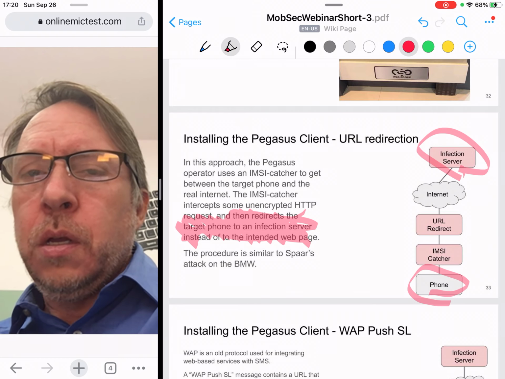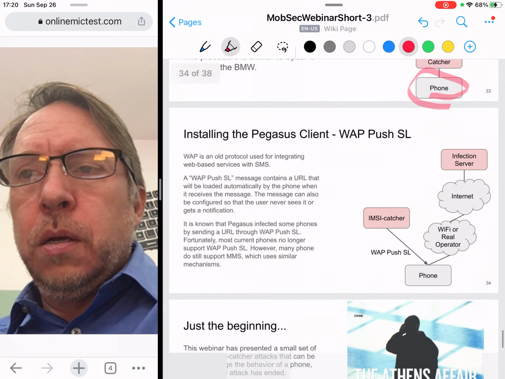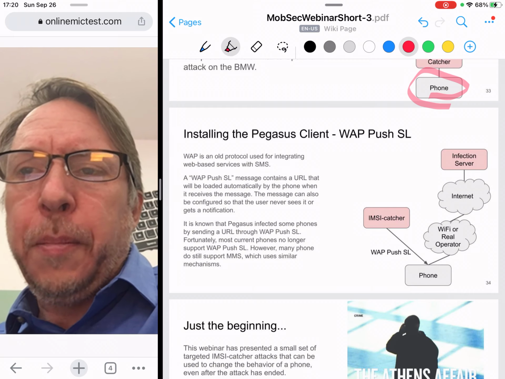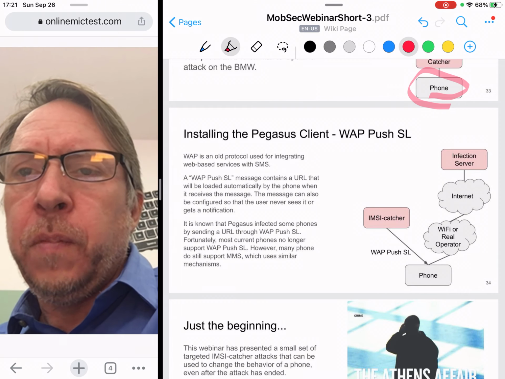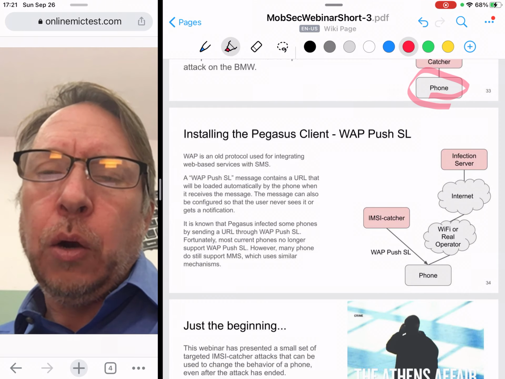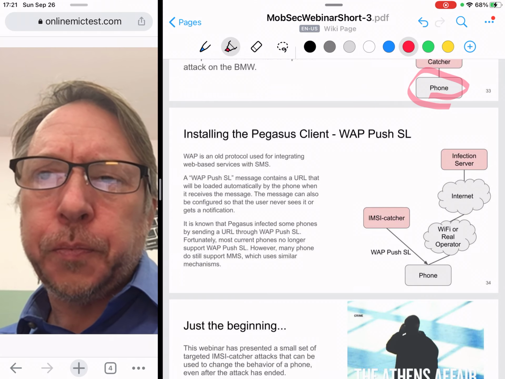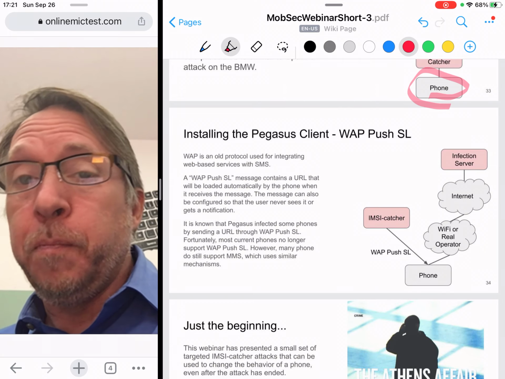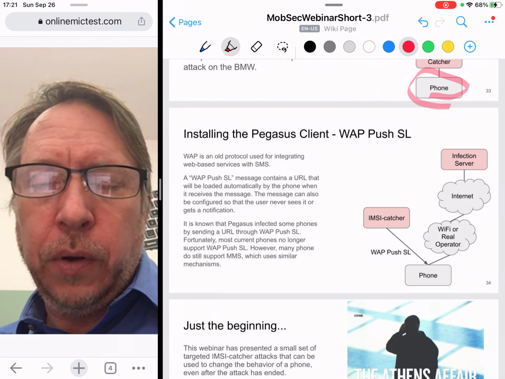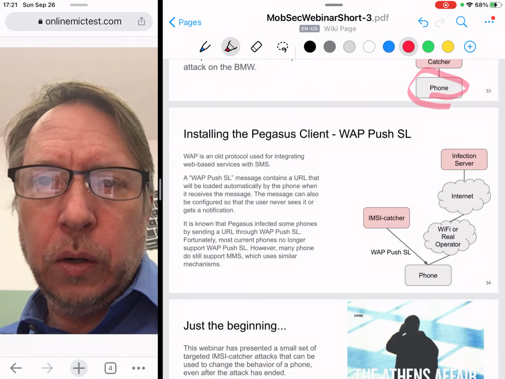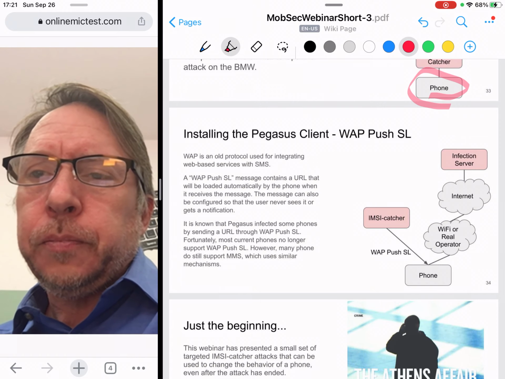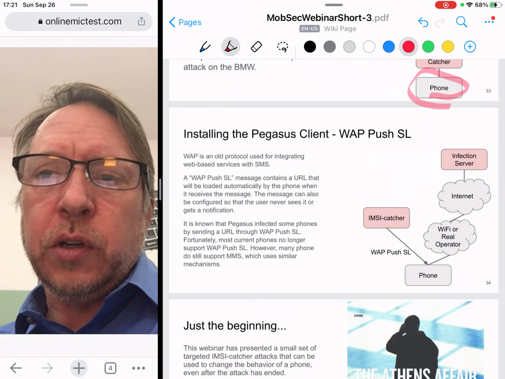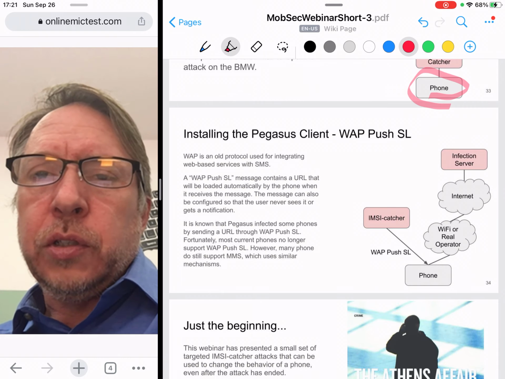Next, the other way they do it is something called WAP, Wireless Application Protocol. Now, WAP is an old protocol. It was originally intended for integrating web-based services with SMS. This is like pre-iPhone, internet on your phone, walled garden stuff from back in the day. And something called a WAP push service load message contains a URL that is loaded automatically by the phone when it receives the message.